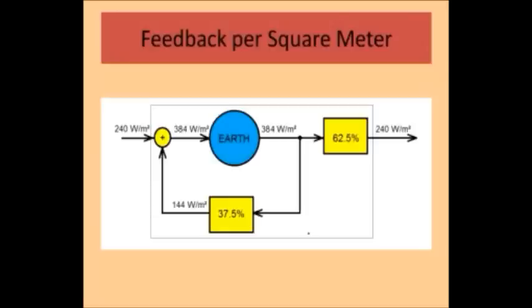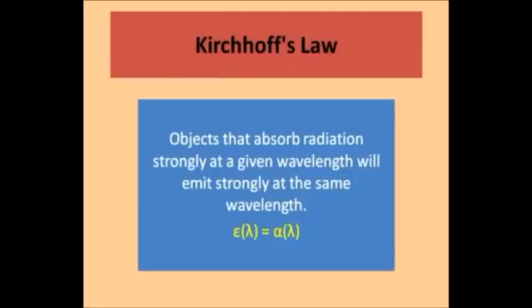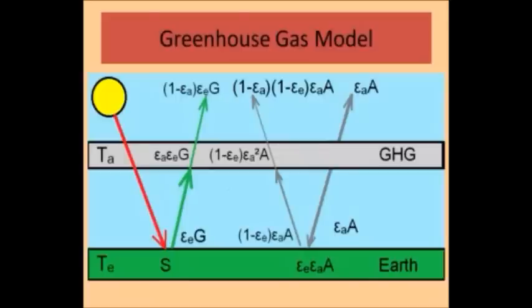The input from the Sun is 240 watts per metre squared. Next, Kirchhoff's law. Objects that absorb radiation strongly at a given wavelength will emit strongly at the same wavelength, whilst conceptually emissivity is different to absorptivity. Their value is the same according to Mr. Kirchhoff for any given wavelength. You'll often see alpha for absorptivity used interchangeably with epsilon for emissivity in equations.